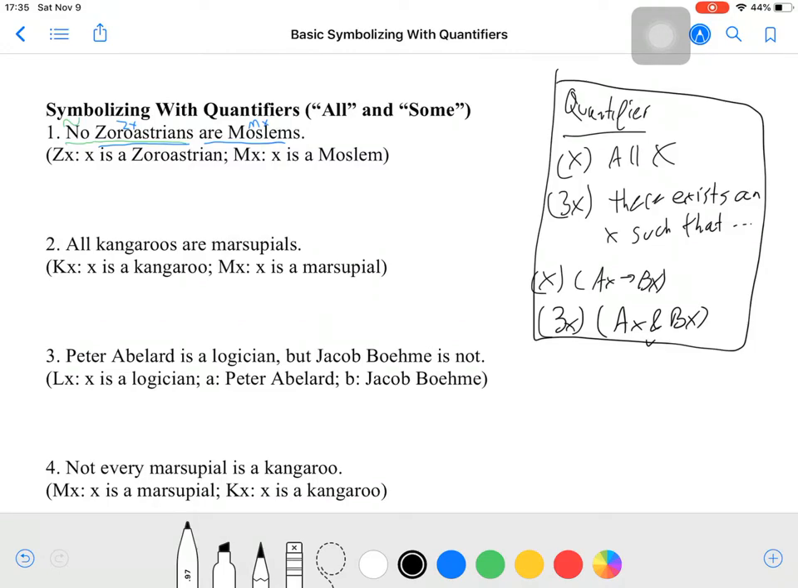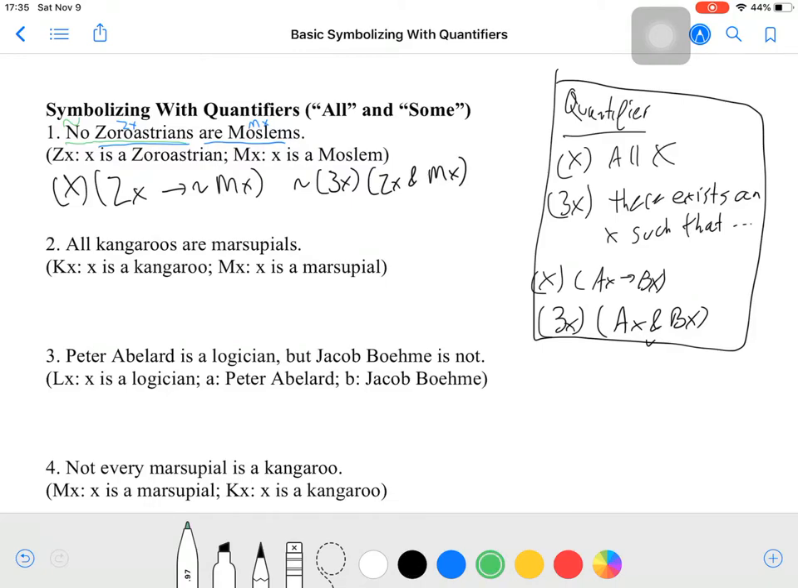So for no Zoroastrians or Muslims, there's two ways to approach this. One way to approach it is with a universal X. We could say that for all of X, if X is a Zoroastrian, then it's not the case that that person is a Muslim. There's an alternative translation. The alternative translation is, it's not the case that there exists an X such that X is both a Zoroastrian and a Muslim. Both of these are appropriate translations for this one.